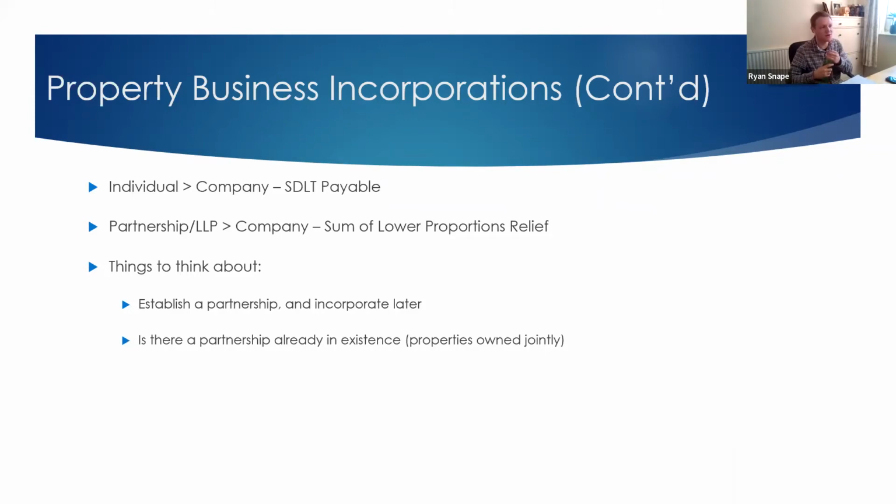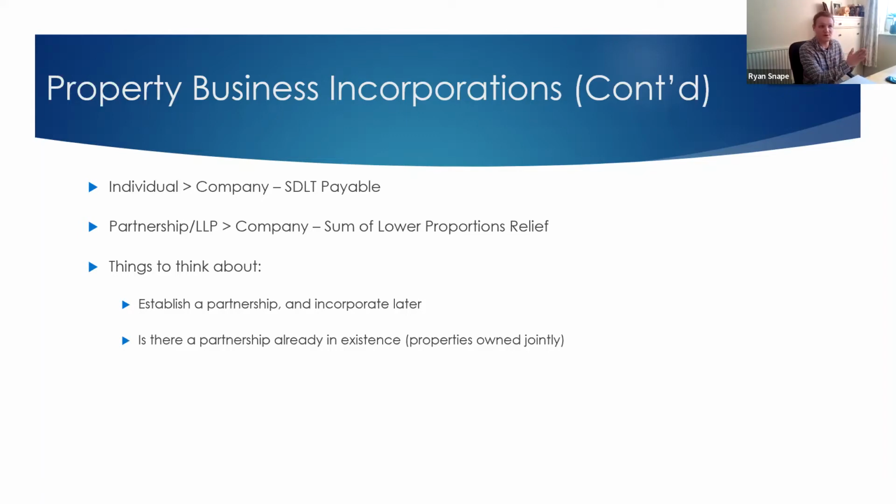Noted there on that slide that where it's just an individual, and by an individual I mean a single property owner, transferring to a company, there's stamp duty land tax to pay, but we might be able to get some relief. However, if we have a partnership or an LLP, there's something called the sum of lower proportions relief, and that relief can in effect mitigate that stamp duty land tax completely, but it only applies to partnerships and LLPs.